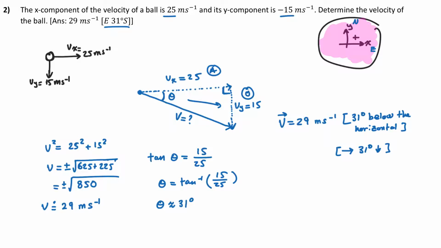And I also accept answers like this as well, as long as you have your positive sign convention clearly labeled. So I would actually prefer this answer and this answer over this, because the question is just talking about x and y components and it doesn't give you east, north, or south here. So these two would be acceptable answers.